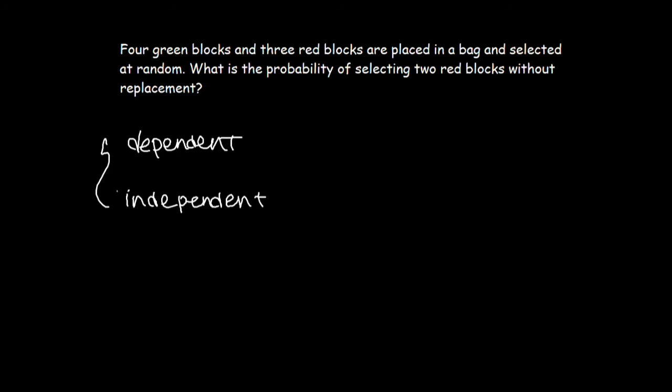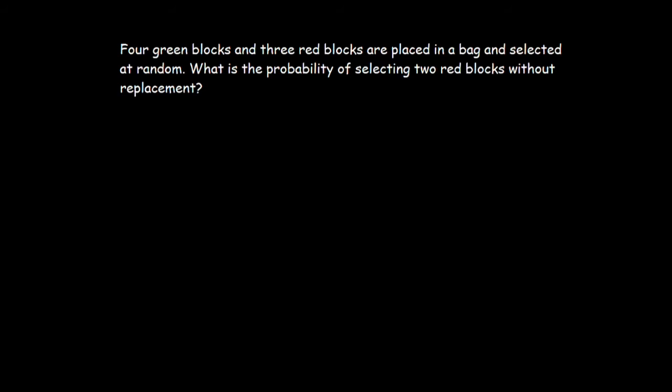However, independent event is the total opposite. So whatever you do in the first event is not going to impact or have an effect on the second event. So in this video, I'm going to be talking about dependent event problems in particular. In my next video, I'll be talking about independent events. Okay, so back to the question.